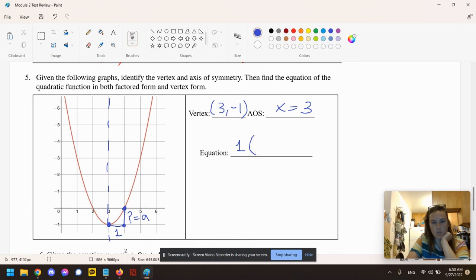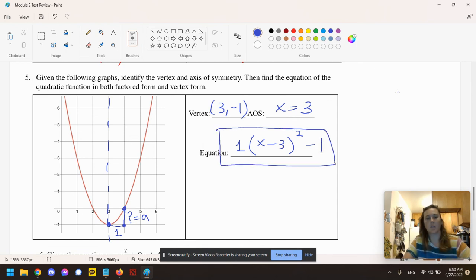So I think the A here is 1. I switch the sign for my x vertex, and I keep this the same as the y part of the vertex. Always knowing that my equation in vertex form will be this.